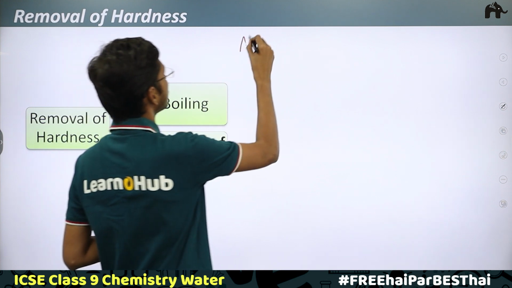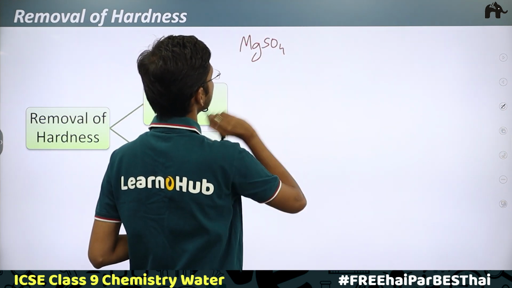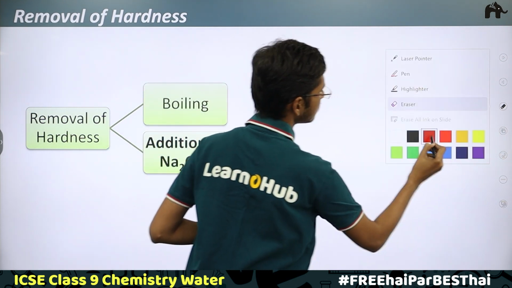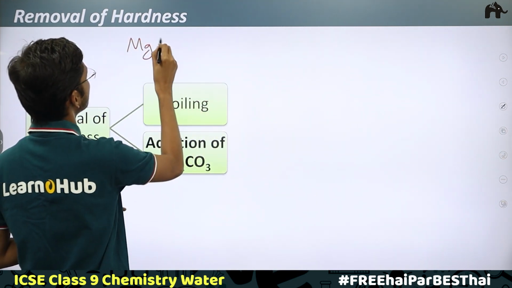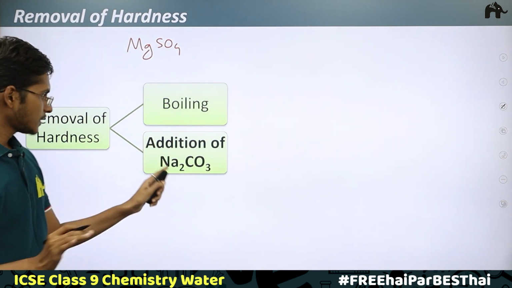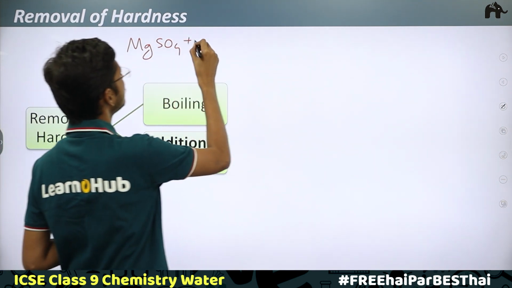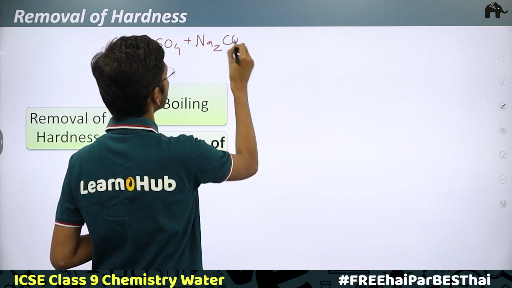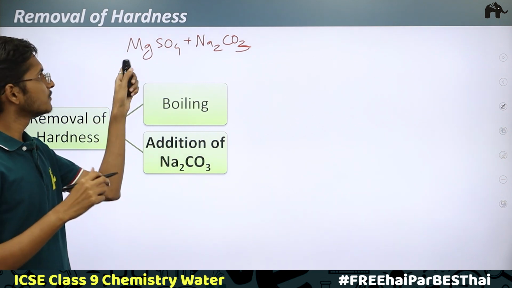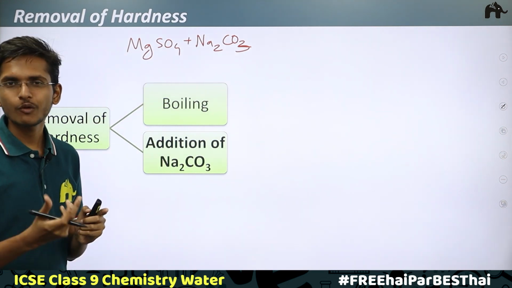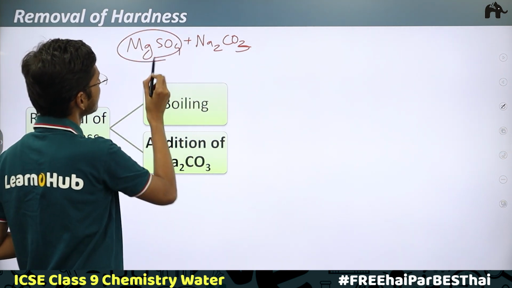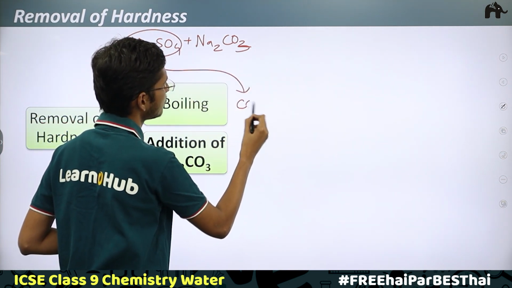So when magnesium sulfate is present, let's start from here. When magnesium sulfate is there, by mere addition of sodium carbonate, we would not be able to remove this magnesium sulfate completely. Why? Because we have studied till now that these salts are converted into their carbonates.